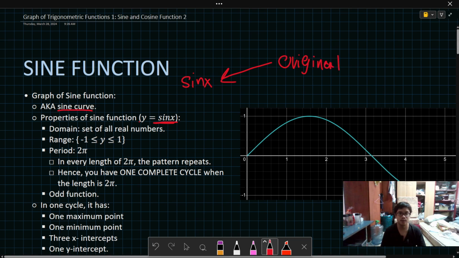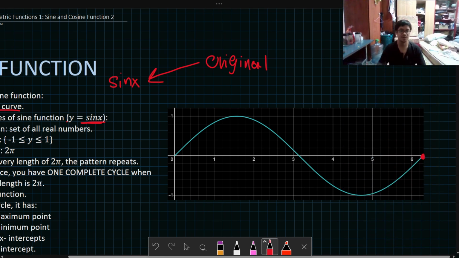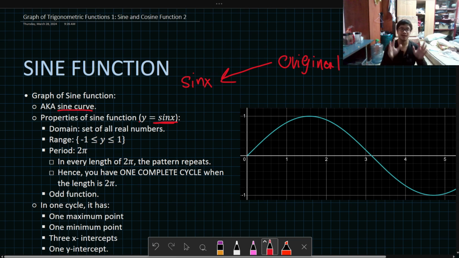And the graph of it would look like this. That's the graph of sine x. In fact, that is the graph of the animation I showed you earlier, in the first minute or so of me introducing the topic of this video. That's basically the graph of sine x. So, what are the properties of it?